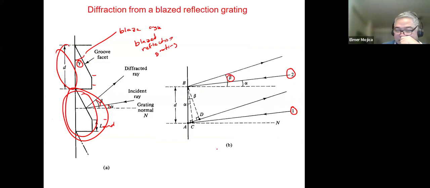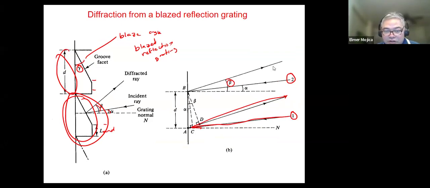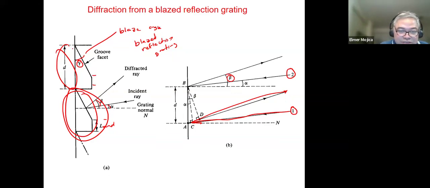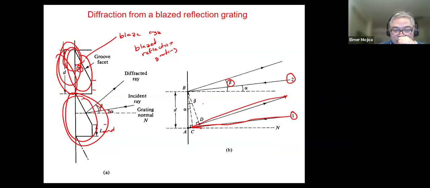Do you see that? This one travels longer compared to this one, and then longer compared to this one. That is to show the clarity when you remove the grooves. The grooves that you have there are just this one, so try to imagine this without this. This is the diffraction from a blaze reflection grating.